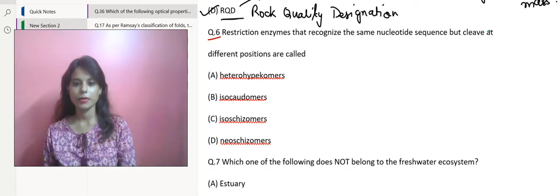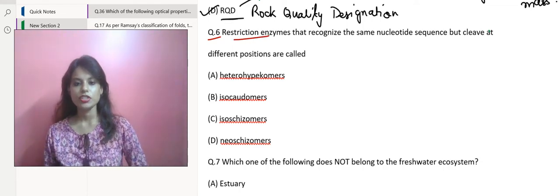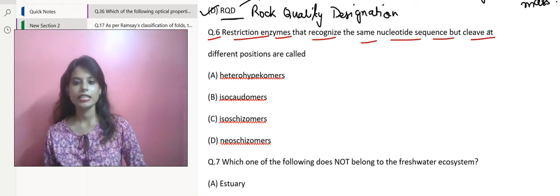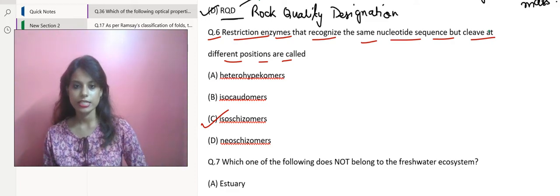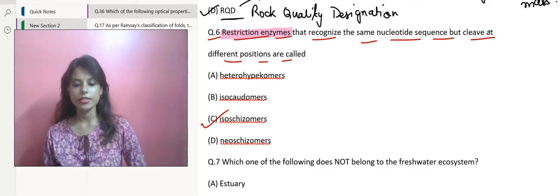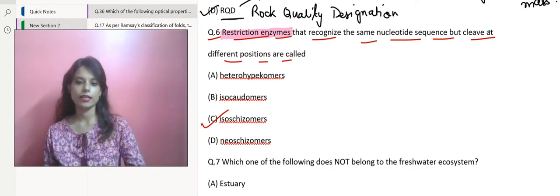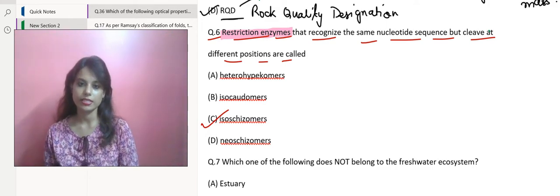in the question papers. Restriction enzymes that recognize the same nucleotide sequence but cleave at different positions are called. Now, these are called isochizomers. Okay, so go with option C. Talking about restriction enzymes, let's discuss a bit about this. Restriction enzymes are enzymes that cleave DNA at specific nucleotide sequences.